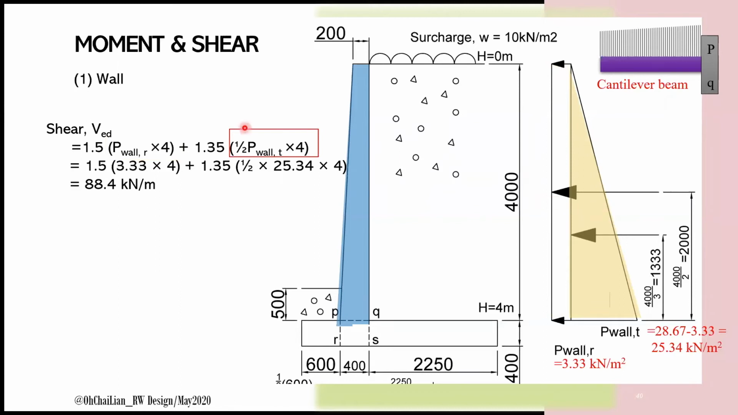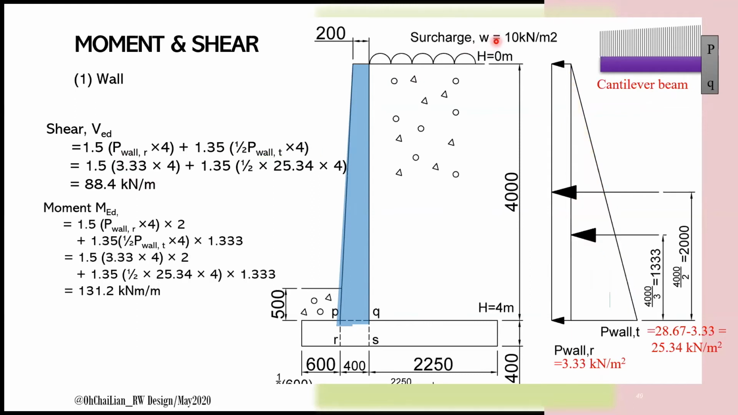Remember, a factor of safety of 1.35 is to be applied to Gk, which is contributed by soil or triangular loading, and 1.5 for Qk, which is contributed by the surcharge. Bending moment can be obtained by multiplying the loading with the lever arm, measured from the centroid of the area of interest to face PQ. For example, for rectangle loading, the lever arm is half the height of the wall, while for triangle, it is 1/3 of the height.